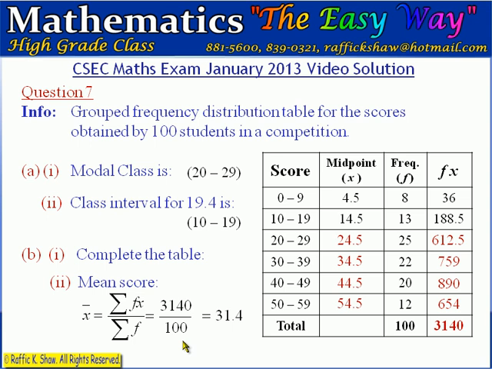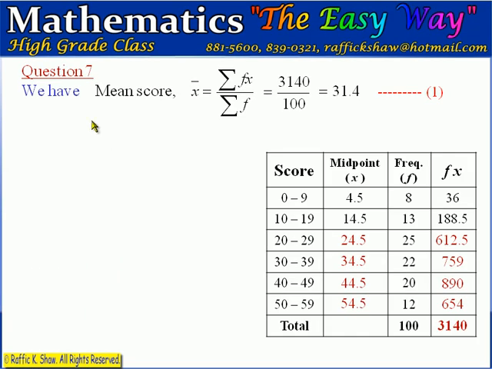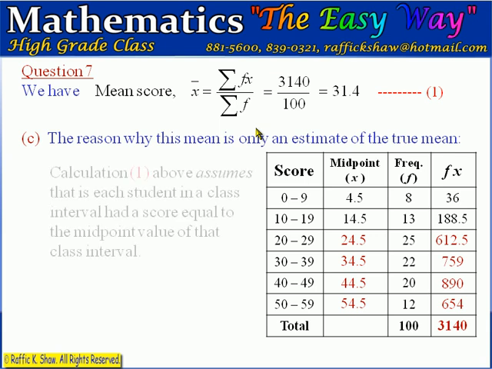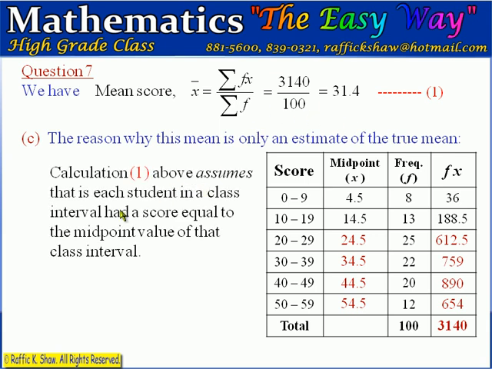Let's move down now to part C of this question. Now what we have so far is that the mean score is 31.4, and we have the completed table. Now part C is asking us for a reason why the mean, as we have calculated here, is an estimate of the true mean. That is, why is this mean score 31.4 only an estimate of the true mean? And this is the reason. In this calculation, it was assumed that each student in a class interval had a score equal to the midpoint value of that class interval.